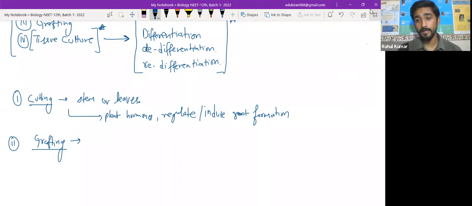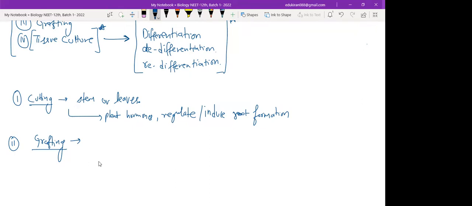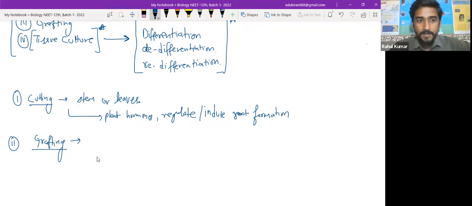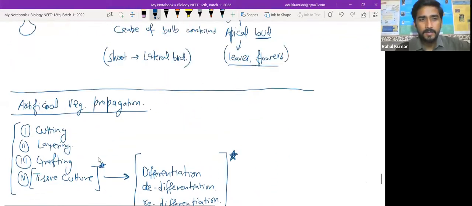Yes, you're right. So in one procedure where we are cutting, we are cutting a part and putting it directly in the soil. Correct? Whereas in this part, we are not putting it in soil. We are putting it at another plant. So it's like grafting a tissue from one place to another. You understand? Now, let's suppose there were two plants, and I have discussed this, I think, above also.